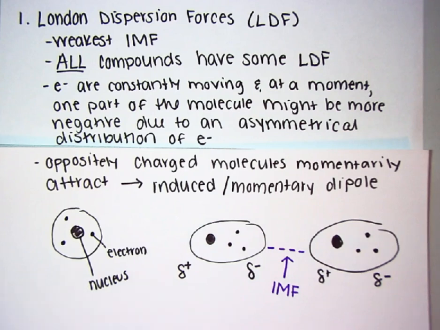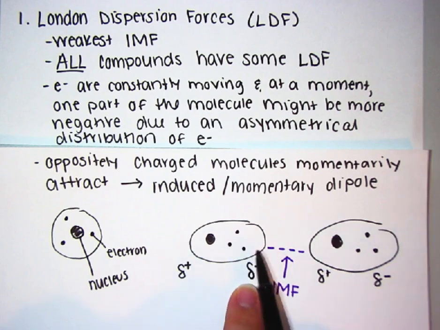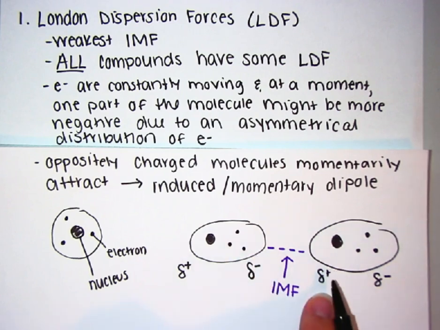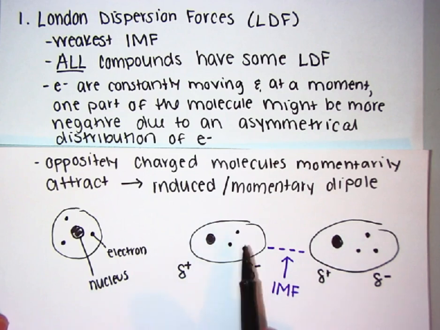Because opposites are going to attract. That momentarily negative pole of the first molecule can be attracted to a positive pole of another molecule. So the reason that this one is the weakest is because these electrons are constantly going to be moving. So they might momentarily attract, but as soon as those electrons move, that attraction is going to break and new ones are going to form. So since this depends on the arrangement of electrons and electrons are constantly moving, this is going to be a very weak attraction.